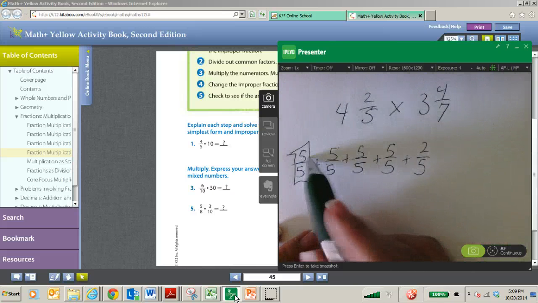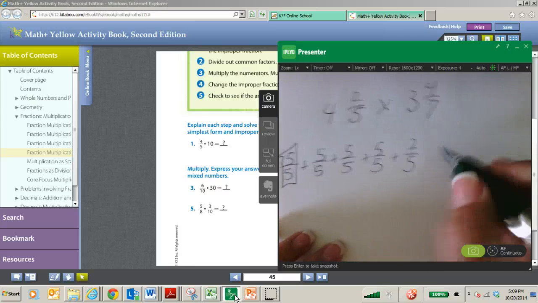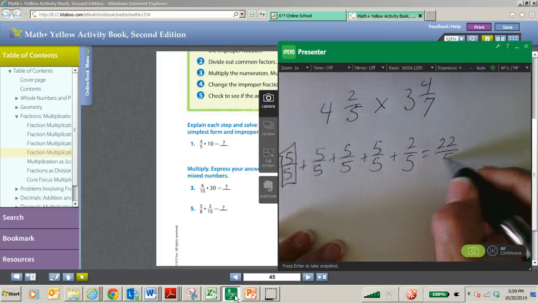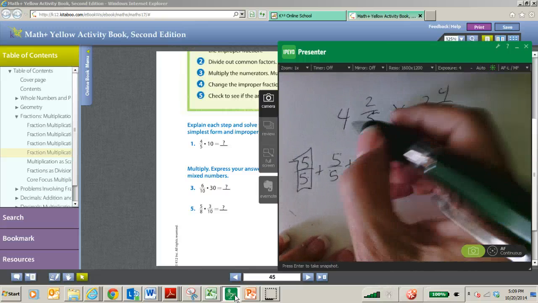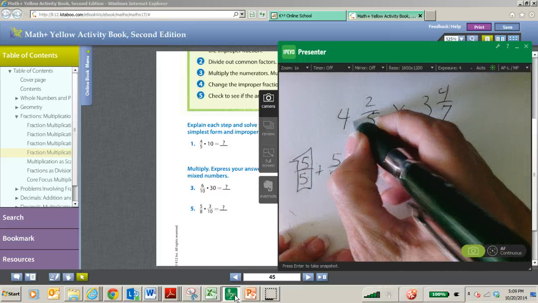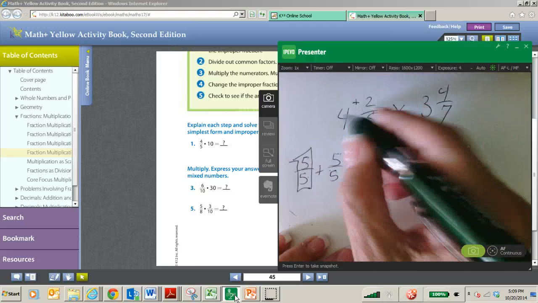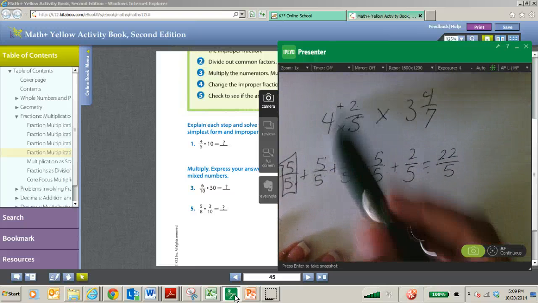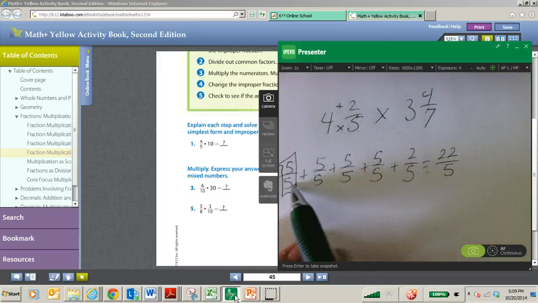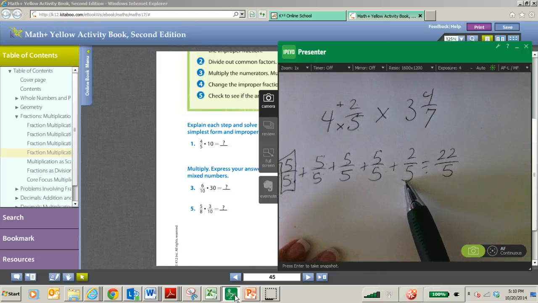So I have 5, 10, 15, 20, 22 fifths. The denominator stays the same. Or we could use the method, the shortcut of multiply and then add. 22. But we want students to see why that works.